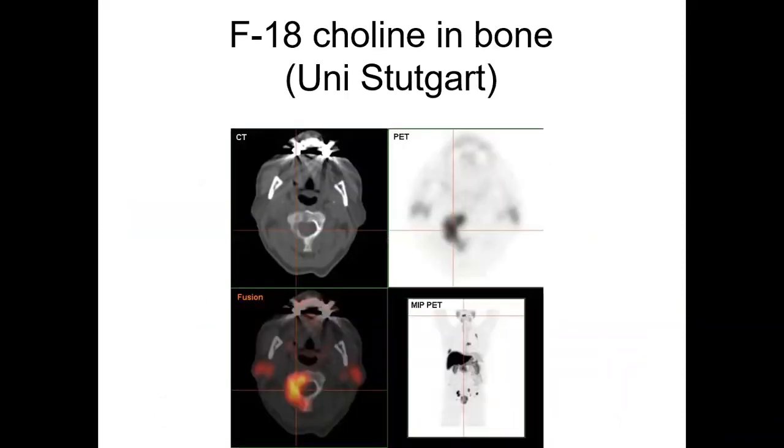But you can't really image the whole body with C11 choline. You just don't have enough half-life. So other people have developed F18 choline. This is an image from the University of Stuttgart, and you can see here uptake within a hemi side of C2 up in the cervical spine. We do at my present hospital in London use C11 choline quite a lot, partly because we have more patients than we can have access to gallium-68 PSMA, but we tend to limit it to patients with no metastatic disease.